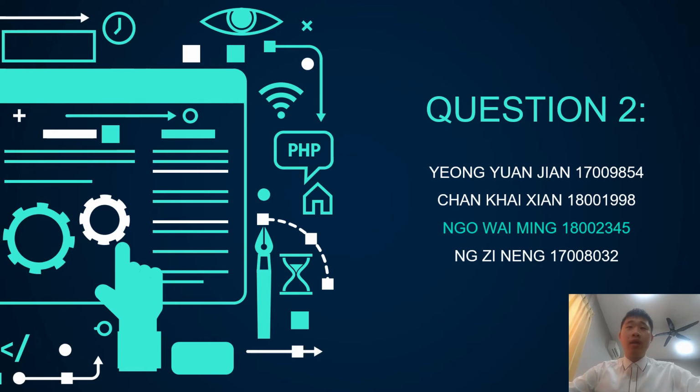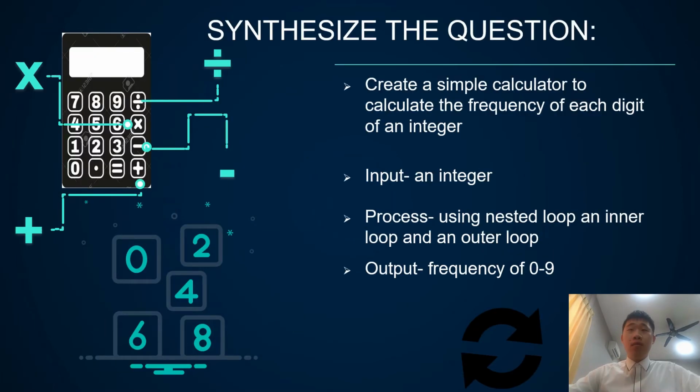Number 2. Hi, I'm Ming, and I will be presenting question 2 of the assignment. First of all, we need to analyze the question. The question requires us to create a simple program to calculate the frequency of each digit of an integer. So the input of the question will be an integer. For the process, we use a nested loop, applying an inner loop and an outer loop to calculate the frequency. The output will display the frequency from 0 to 9.